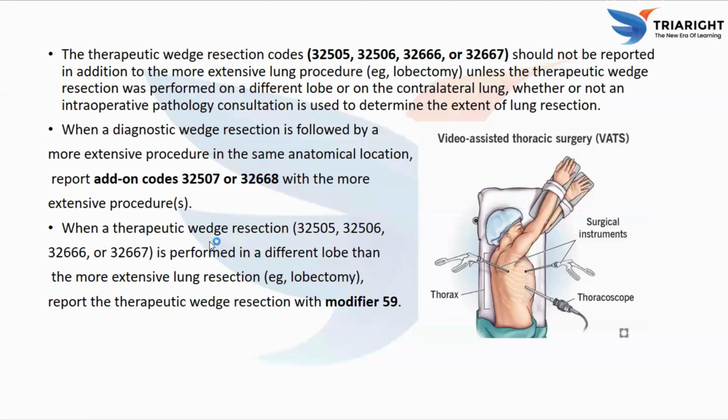And the next guideline is regarding therapeutic wedge in a different lobe plus lobectomy. You have to report the wedge with modifier 59. What is an example? Right upper lobe lobectomy and a separate wedge resection of a lesion in the right lower lobe. So how do you code? You assign the lobectomy code and then the therapeutic wedge code plus modifier 59. There are no add-on codes here because the wedge is therapeutic, not diagnostic.